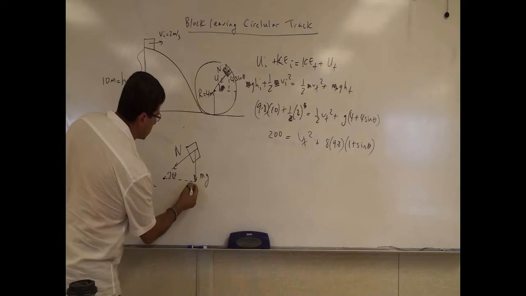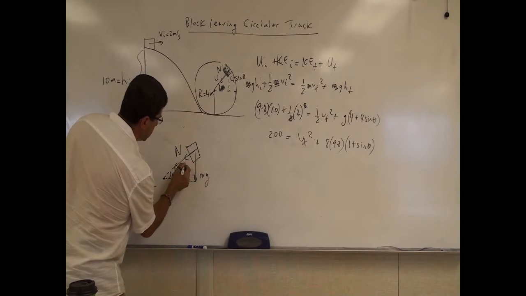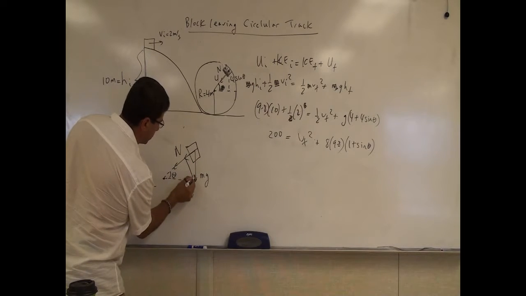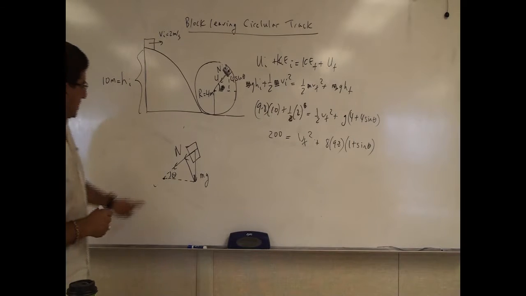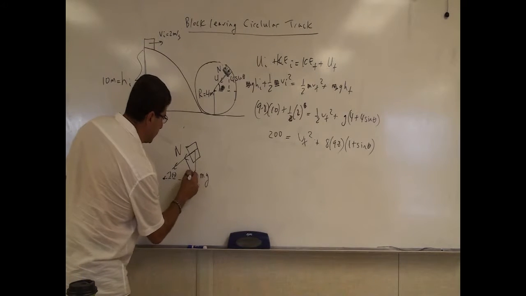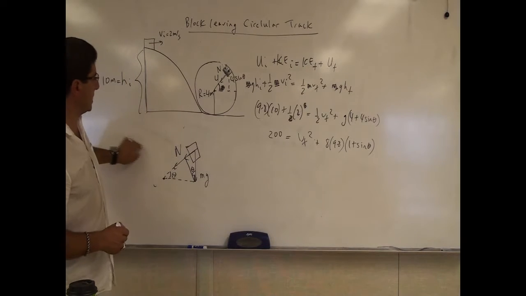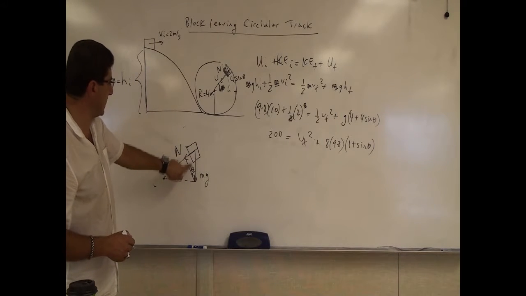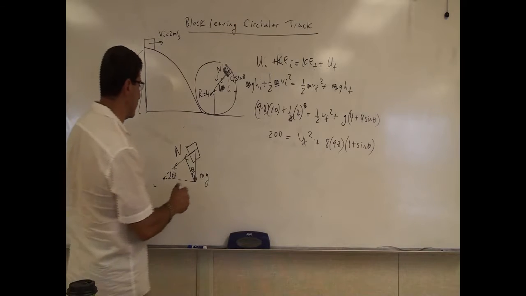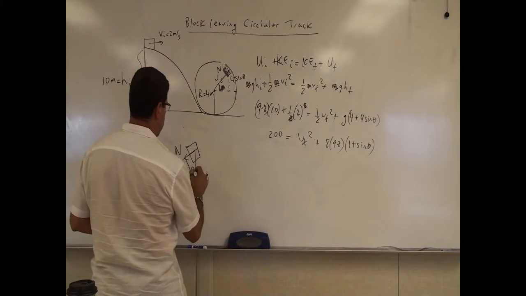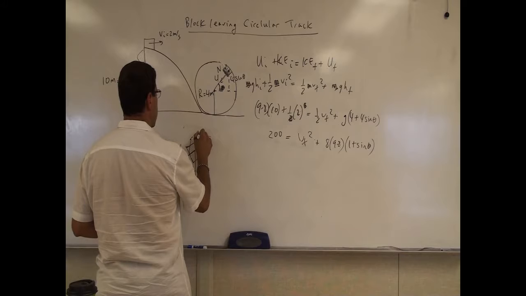So then we're going to break the weight into this component and this component. If this is theta, that means this is going to be theta. So then this component of the weight is going to be mg sine of theta. So towards the center is going to be mg sine theta.